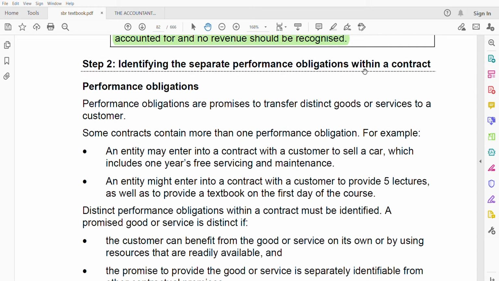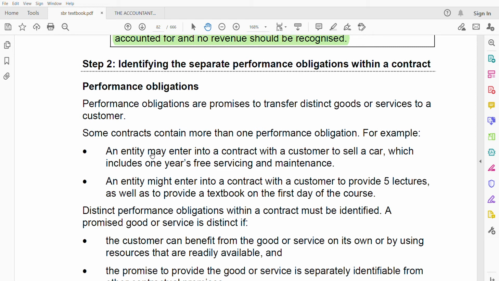Identify the separate performance obligations within a contract. Performance obligations are promises to transfer distinct goods or services to a customer. Some contracts contain more than one performance obligation. We saw in the example before, the computer and the technical support. There were two performance obligations. Sometimes it's just one, sometimes it could be three. You need to identify that.